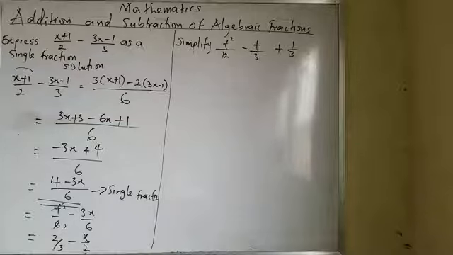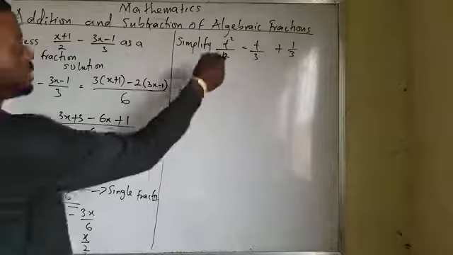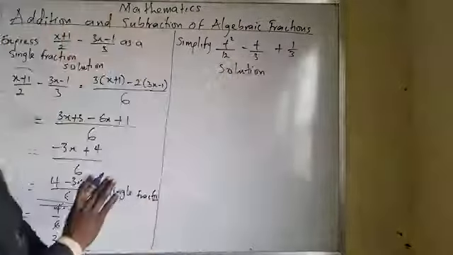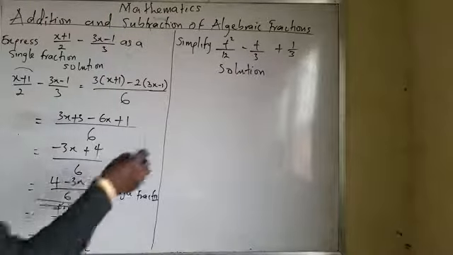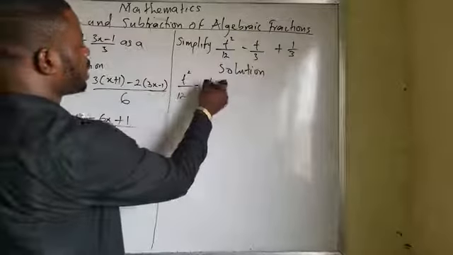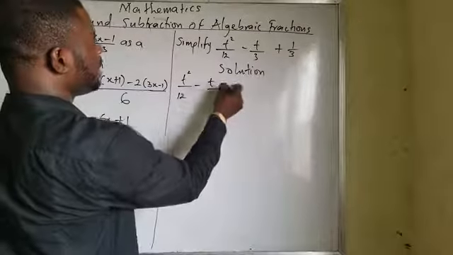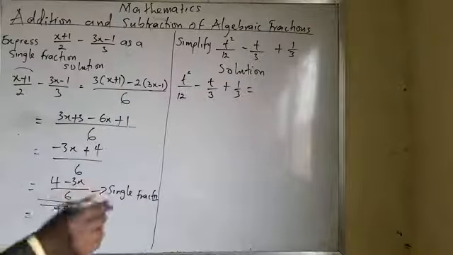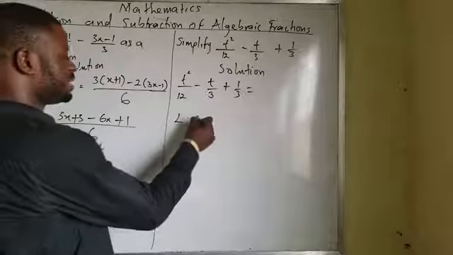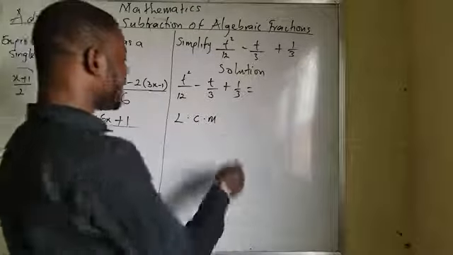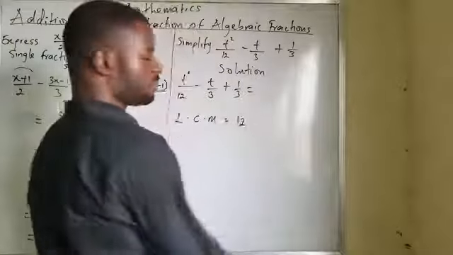Look at this problem also. The first thing I need to do here, solution to this: I need to understand that I have x squared divided by 12 minus x divided by 3 plus 1 all over 3. The first thing I will need to find is my LCM. What is my LCM? My LCM is 12. Note that.